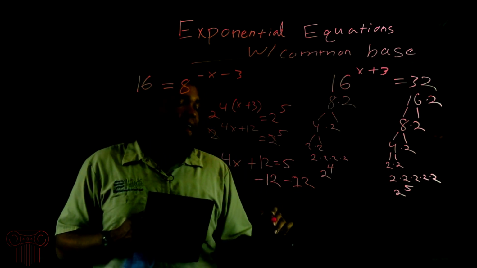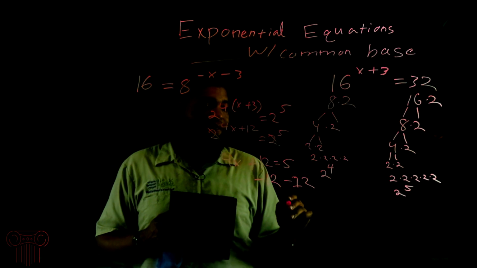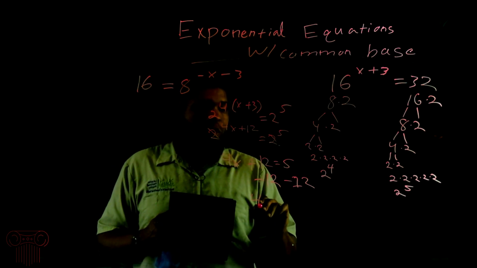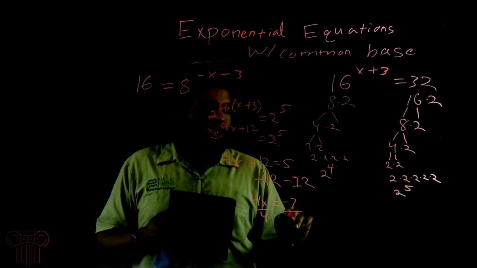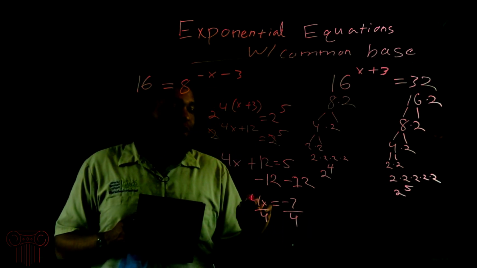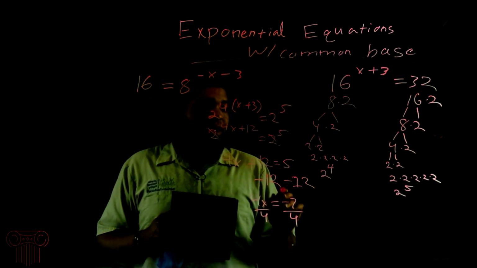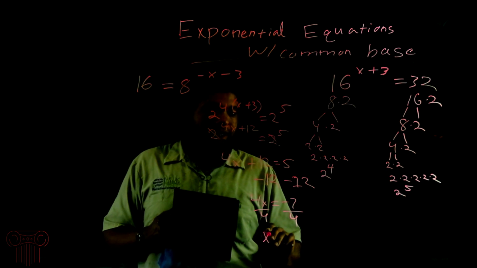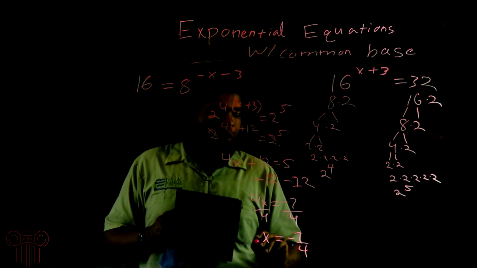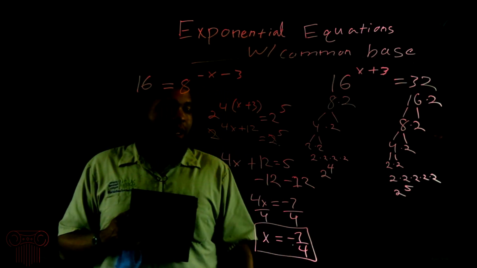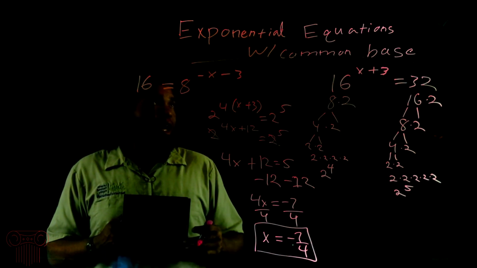Here we're going to have 5 minus 12, which is going to give us negative 7. So we have 4x equals negative 7. Now we divide by 4, because remember, we don't want to know what 4x is. We want to know what 1x is, not 4x's. So we divide by 4, and we have x equals negative 7 over 4 as our final answer. It's pretty simple. So that's how we do exponential equations with a common base.